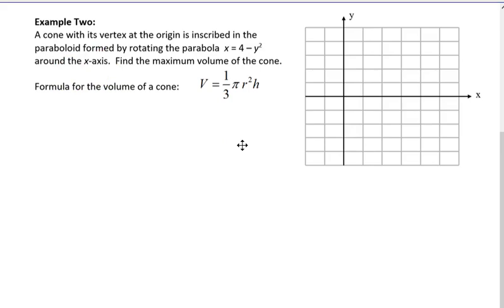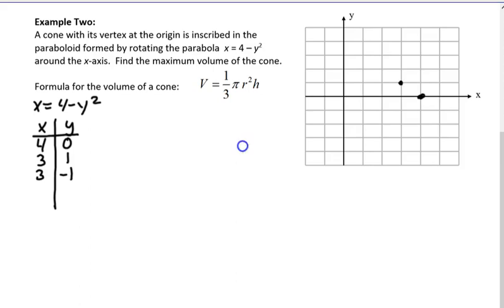So I'm going to start with x equals 4 minus y squared, and I'm just going to do a little t-chart here of x and y values, picking some values for y and finding x. So if y was 0, x would be 4. So we got this point right here. If y is 1, x would be 3. Or if y is negative 1, x would be 3. So we have 3, 1, 3, negative 1. If y is 2, x would be 0. Or if y is negative 2, x would be 0. So we have these 2 points as well. So here we have our parabola.